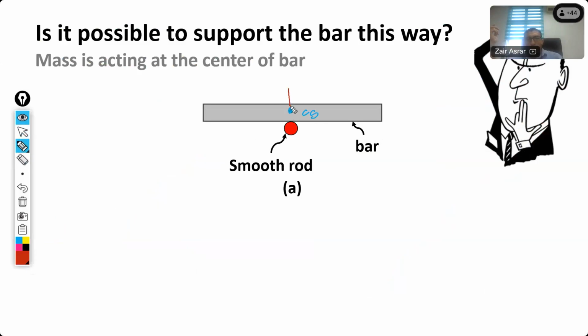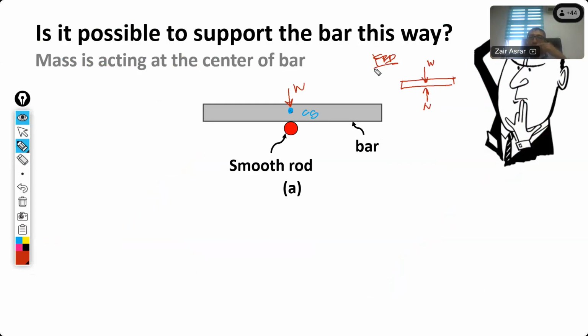We have the weight acting at the CG location. And if I can support it directly underneath, in this case using a smooth rod or my finger, both are possible, what will we have in the end? We will have something like this. We'll have weight, and then we'll have normal force coming from my support. So this will be the free body diagram of the rod.